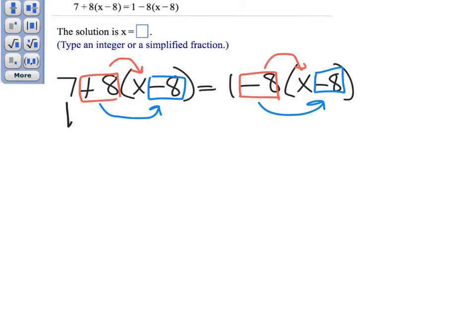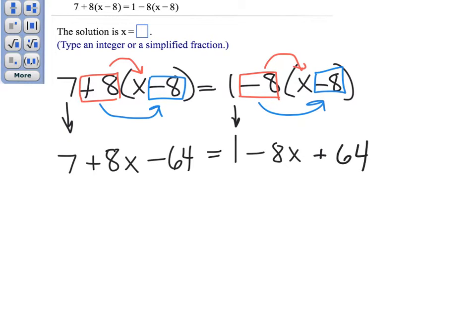So the first thing I'm going to do is I'm just going to bring down that 7, and then we have positive 8 times x, that's positive 8x, and then I've got positive 8 times negative 8, so that's negative 64, and that's equal to, and I'm going to just bring that 1 straight down. And then we've got negative 8 times x, so that's negative 8x. And then we've got negative 8 times negative 8, so that's positive 64.